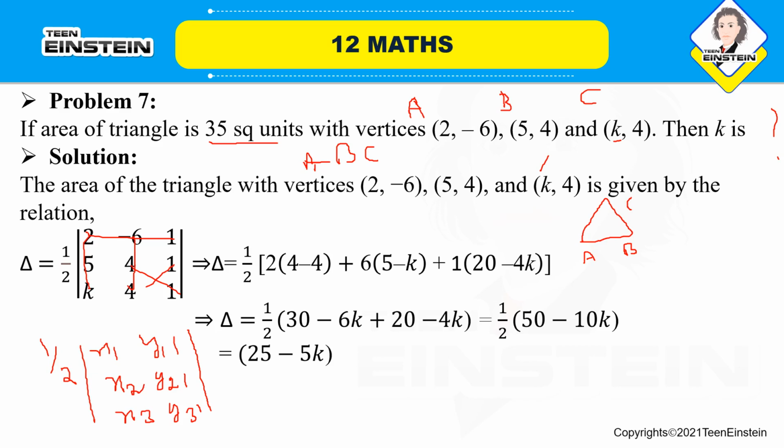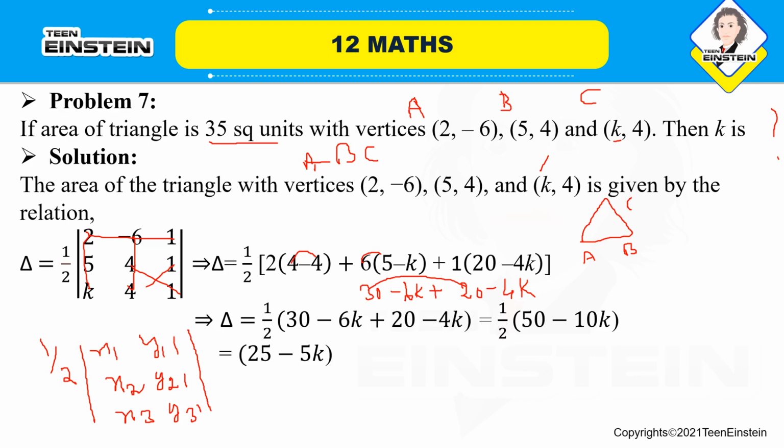Okay, so minus 4k. So half into, what is 4 minus 4? It is 0. So 0 into something is 0. Here you will be getting 6 into 5, 30. So 30 minus 6k. This is 1 into 20 minus 4k. So we will be getting the same element, 20 minus 4k. Okay. 30 plus 20 is 50, and minus 6k minus 4k is minus 10k.